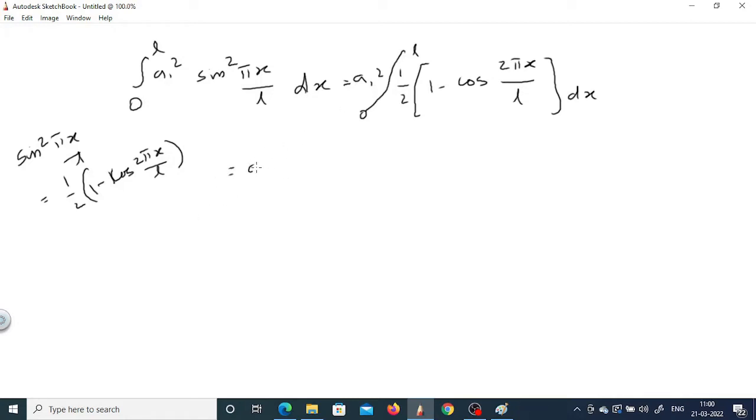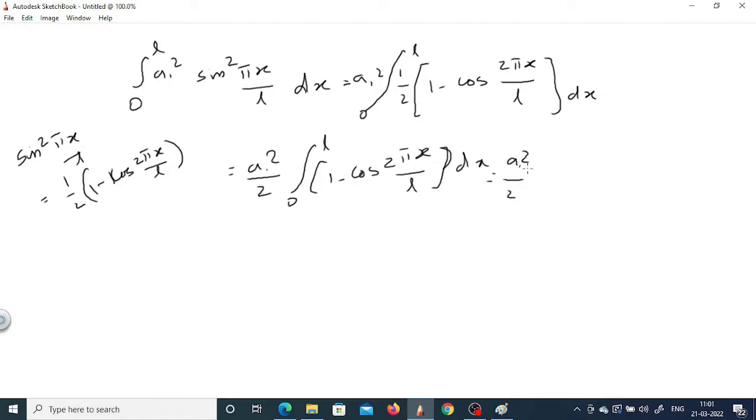I write, and 1 by 2 is available inside, so that I can pick the term outside. So a1 square by 2, after that integral of 0 to L, the balance terms, which are 1 minus cos 2 pi x by L, into dx. So which is the form available from the previous step. So now I can solve the problem again. How? Yes, here 1 is available, cos 2 pi x by L is available. How do I integrate? Let's see.